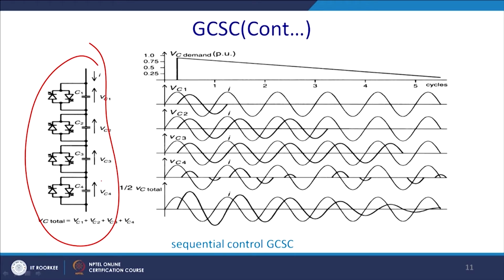In the first cycle all were switched on, so the current will be flowing like this. Thereafter Vc2 is turned off after the third cycle, and thereafter Vc3 is turned off after the fourth cycle, and Vc4 will have this kind of alpha control sequence, and thus the overall voltage and current will have this kind of nature. In that way you can also eliminate the harmonics.